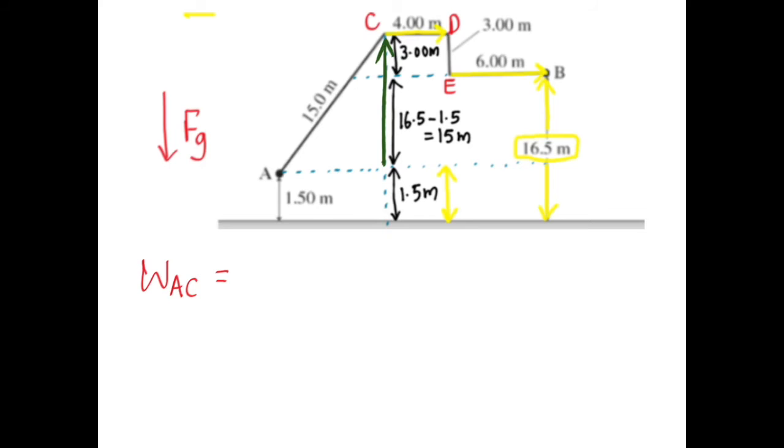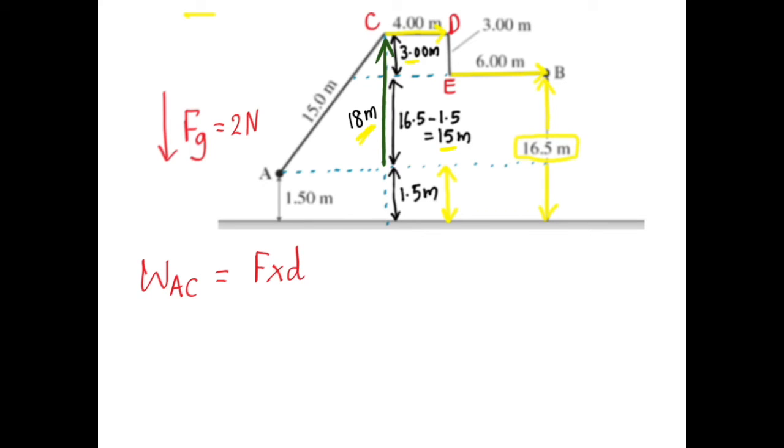Let's see how to find the work done from A to C. From A to C, we need to find out the displacement. It will not be 15, because that's not the displacement. That's the reason we found out the height difference in the beginning, and we are going to use that now. Between A and C, the displacement is 18 meter.